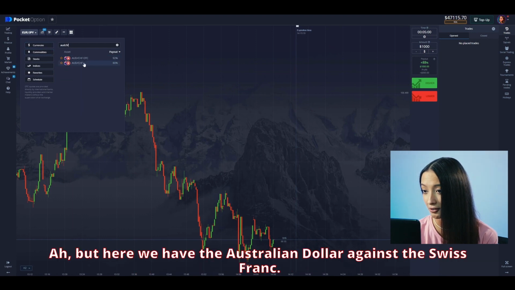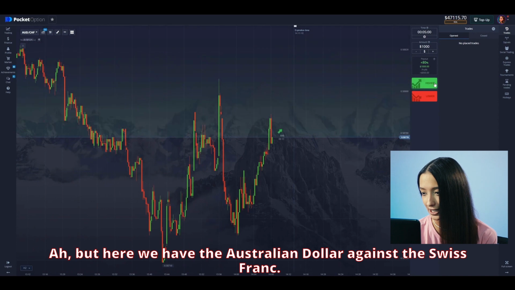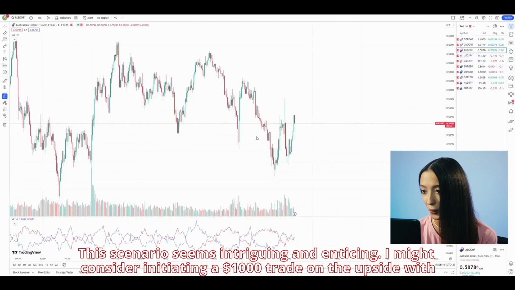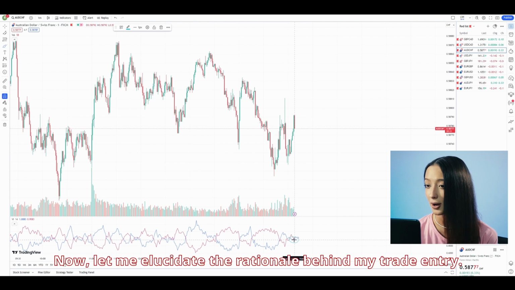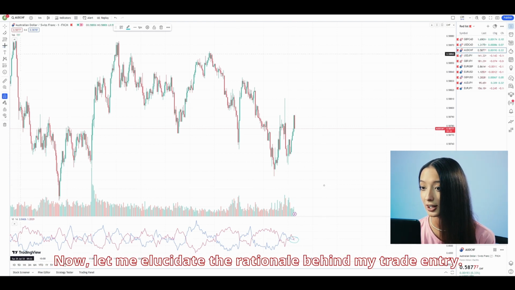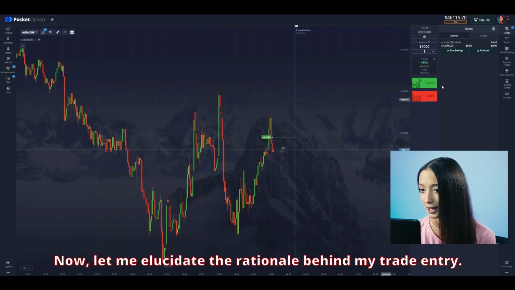But here we have the Australian dollar against the Swiss franc. This scenario seems regular and promising. I might be considering placing a $1,000 trade on the upside with a 5-minute duration. Now let me elucidate the reasoning behind the trade entry.